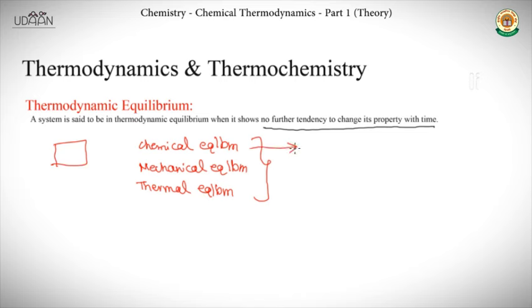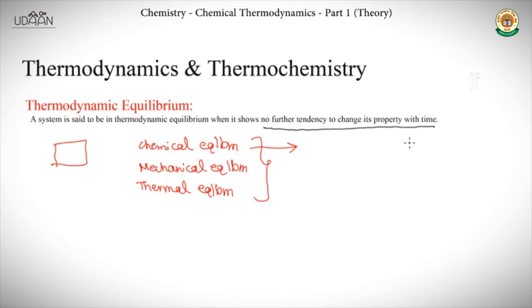What is chemical equilibrium? In the sense, the composition of the system is fixed, so it is not changing with time. Suppose that in a system initially we have 1 mole of something. That 1 mole composition is fixed and not changing with time. Then the system is said to be in chemical equilibrium.